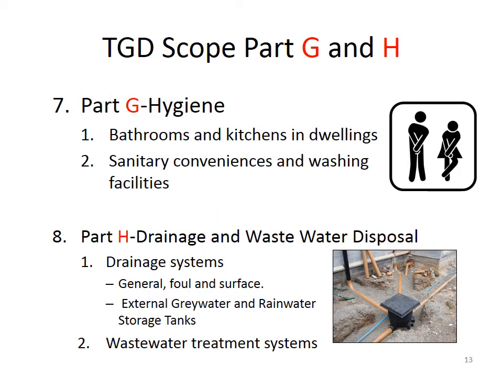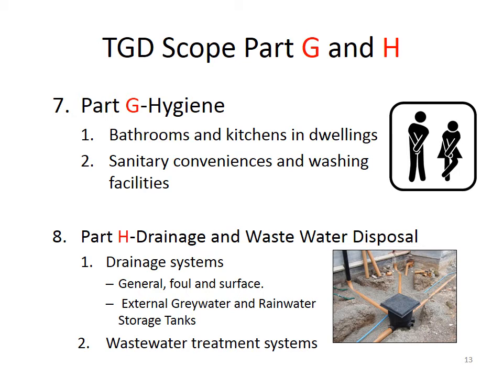TGD scope of part G and H. So number 7 there, part G, is hygiene. Included in that would be bathrooms and kitchens in dwellings. Also sanitary conveniences and washing facilities. This would include requirements for sanitary convenience and washing facilities in your workplace, on building sites and in public buildings and the like.